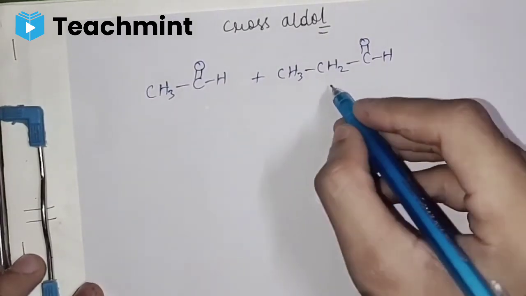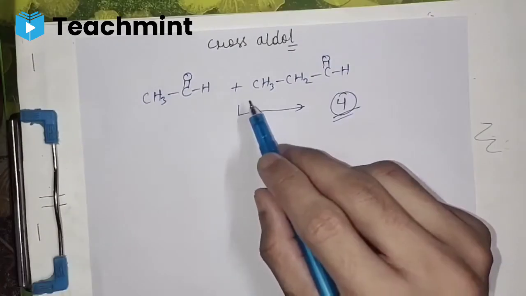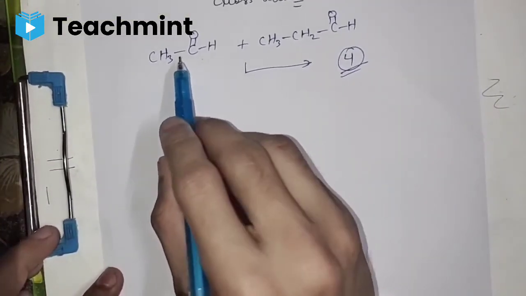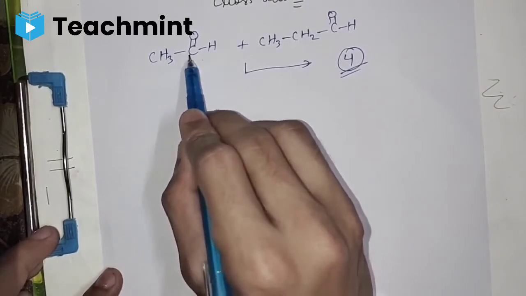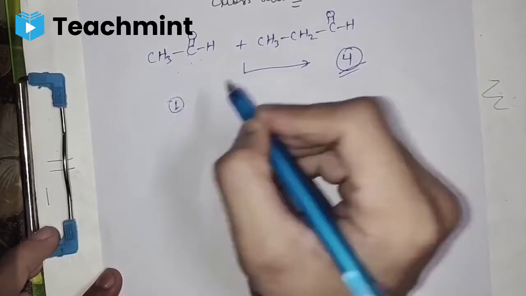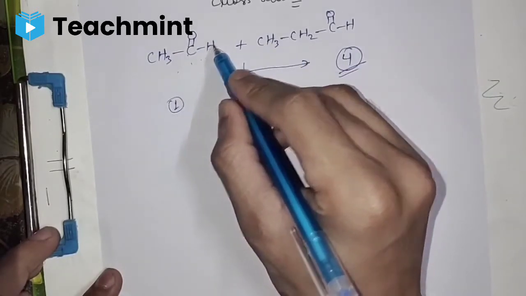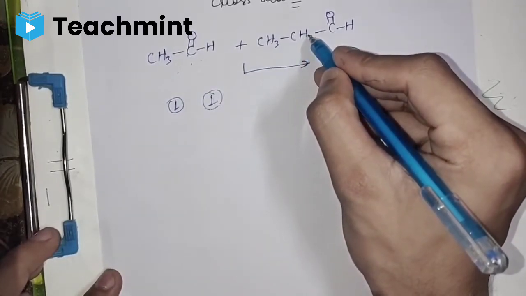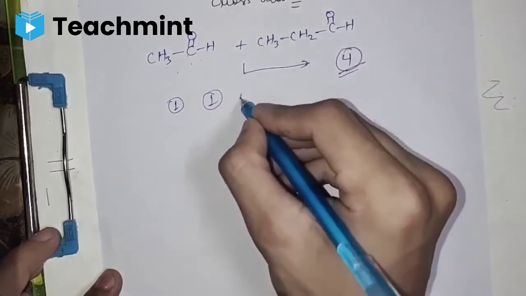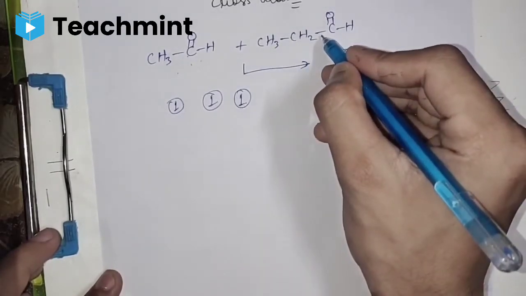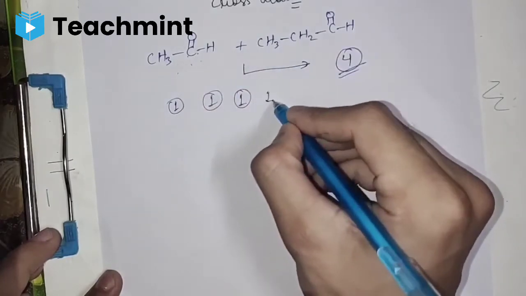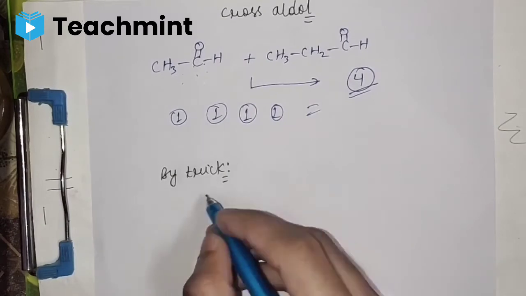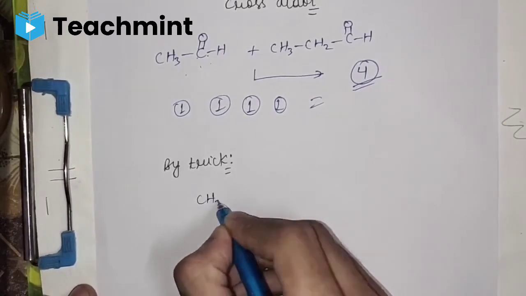Suppose acetaldehyde is reacting with propanaldehyde. When we take these two, then 4 products will be formed. Let's see how. First of all, if 1 mole of acetaldehyde is reacting with another mole of acetaldehyde, 1 product. If 1 mole of acetaldehyde is reacting with 1 mole of propanaldehyde, then 1 product. If 1 mole of propanaldehyde is reacting with another mole of propanaldehyde, then 1 product. And if 1 mole of propanaldehyde is reacting with a mole of acetaldehyde, then 1 product. So in total it is 4 products. Here we will not discuss the mechanism again, we only have to apply that trick.